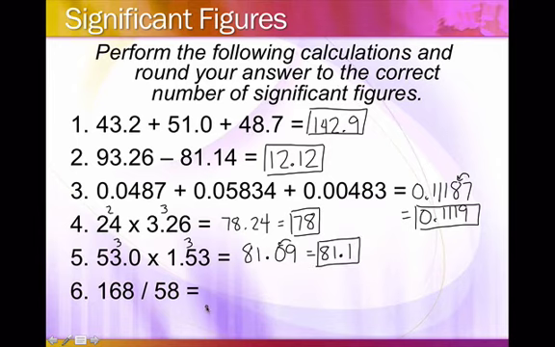And lastly, you have 168 divided by 58. And you get a really long decimal, so I'm only going to write some of those numbers in there. Good enough. This number has 3 sig figs. This number has 2, which means my answer can only have 2. I'm going to take this and round it to 2 sig figs, and this 9 here is going to round up that 8, so I should record 2.9 as my final answer.